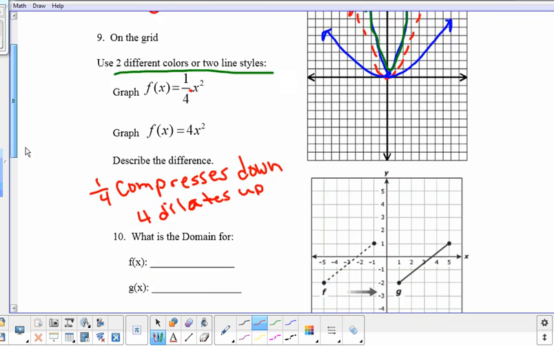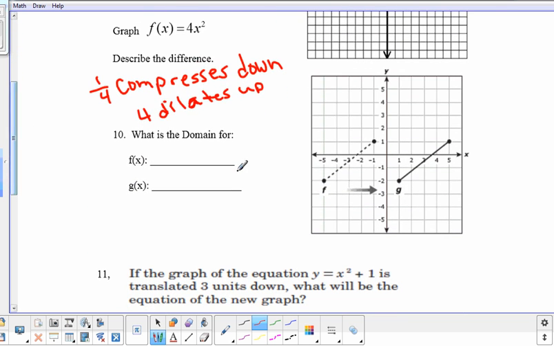Okay, what is the domain for f of x? Domain is your x's, so you want your small x to your large x. Small x for f, -5. Closed circle, put a bracket. Large x, -1. Closed circle, put a bracket. This one, g, goes from 1, closed circle, put a bracket, to 5.